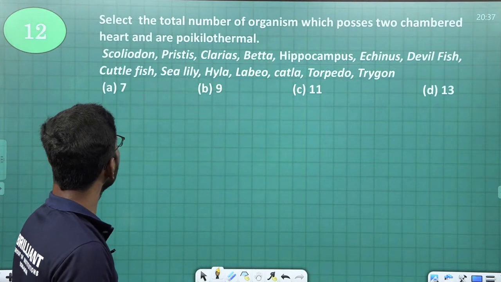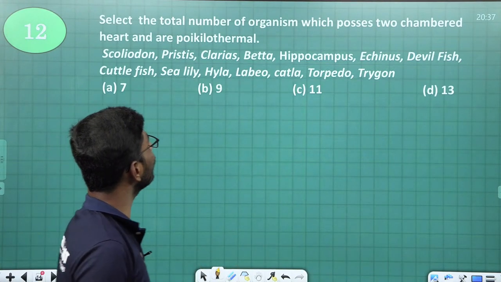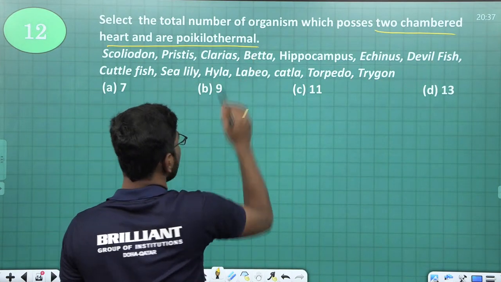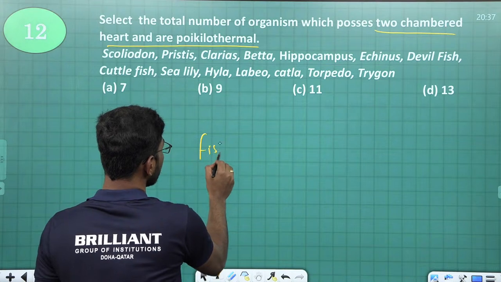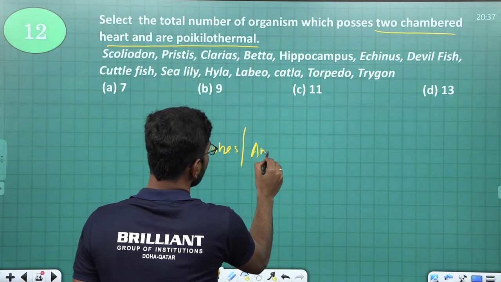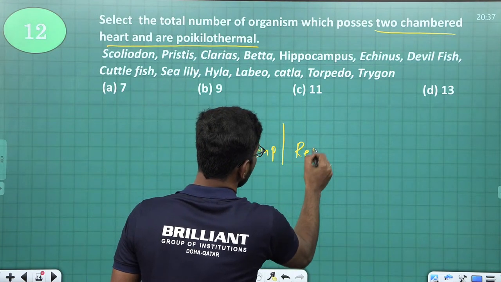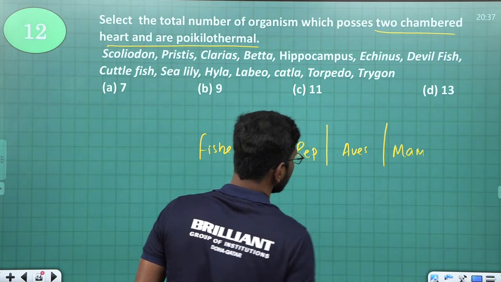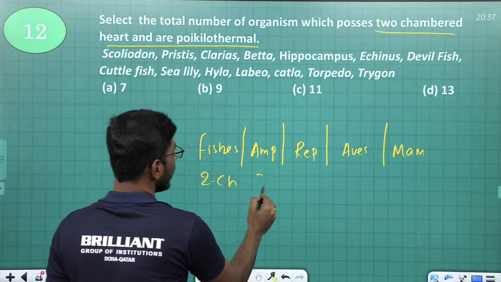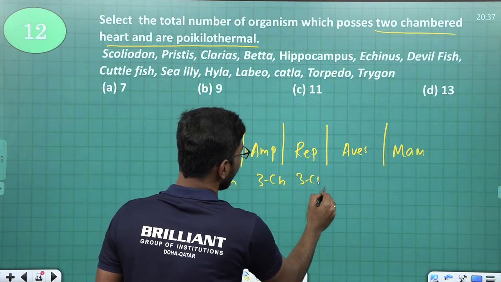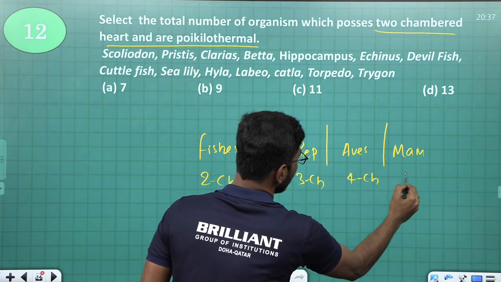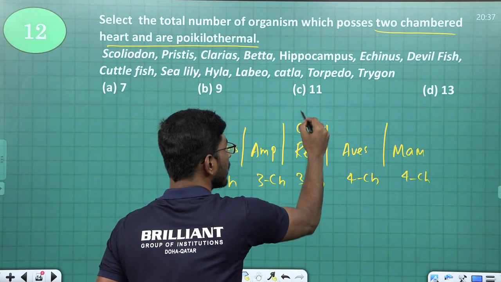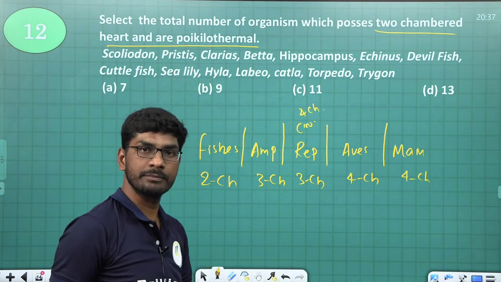Question number 12. Select the total number of organisms which possess a two-chambered heart and are poikilotherm. Wait: fishes, amphibians, reptiles, aves and mammals. Two chamber heart, three chamber heart, three chamber heart, four chamber heart, four chamber heart. Done. Here an exception is there: crocodiles. Crocodiles have what, tell me? Four-chambered heart. Done.